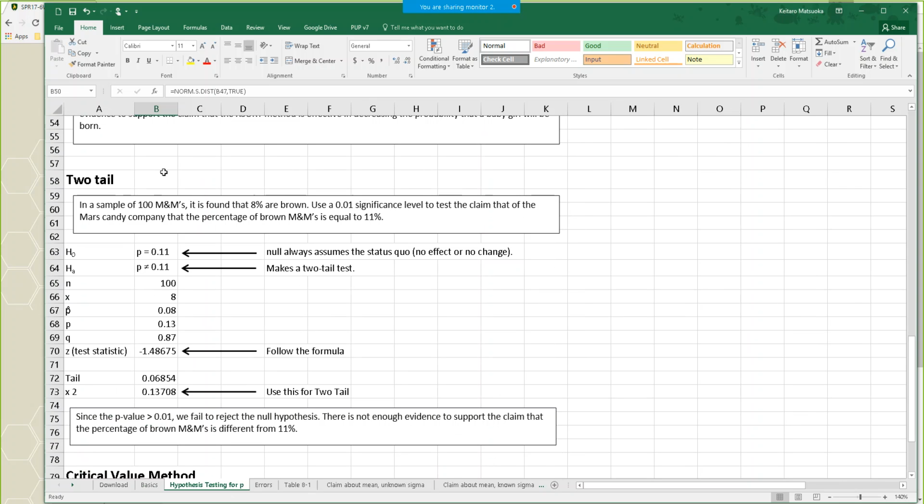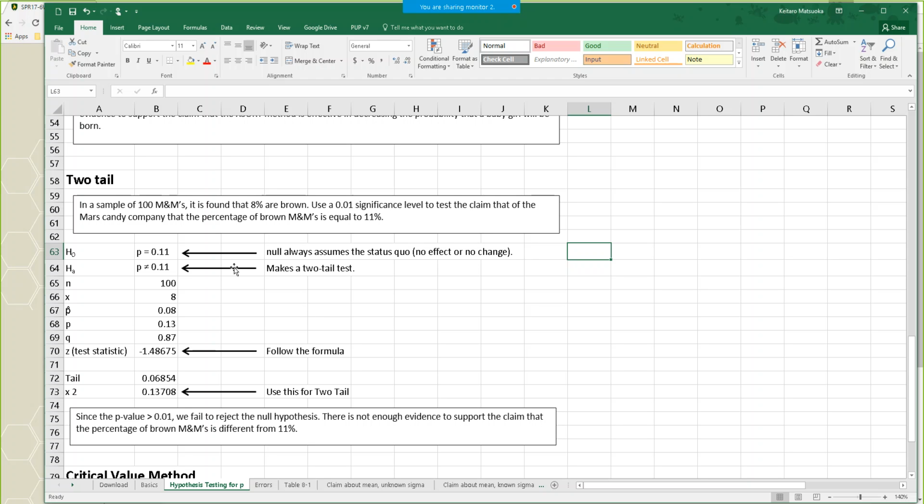In a sample of 100 M&Ms, it is found that 8% are brown. Use a 0.01 significance level to test the claim that the Mars candy company's percentage of brown M&Ms is equal to 11%. Okay? I know this is going to be a hypothesis testing problem because I'm going to be testing the claim. And I cannot tell if it's a left tail or a right tail because it doesn't say less than 11% or greater than 11%. It says equal to. In other words, it could be equal to or not equal to.